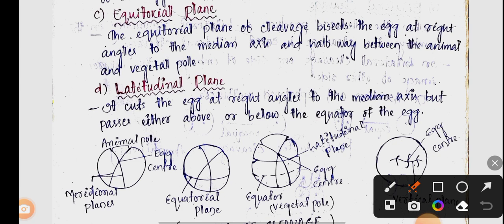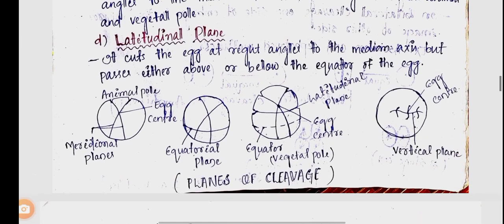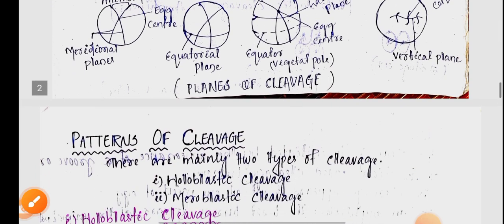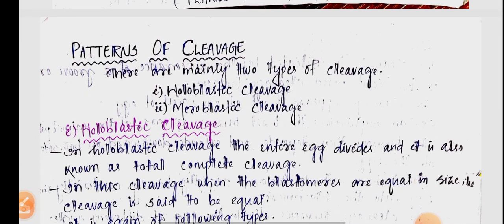Meridional, vertical, equatorial, latitudinal planes. So now let's discuss the patterns of cleavage.